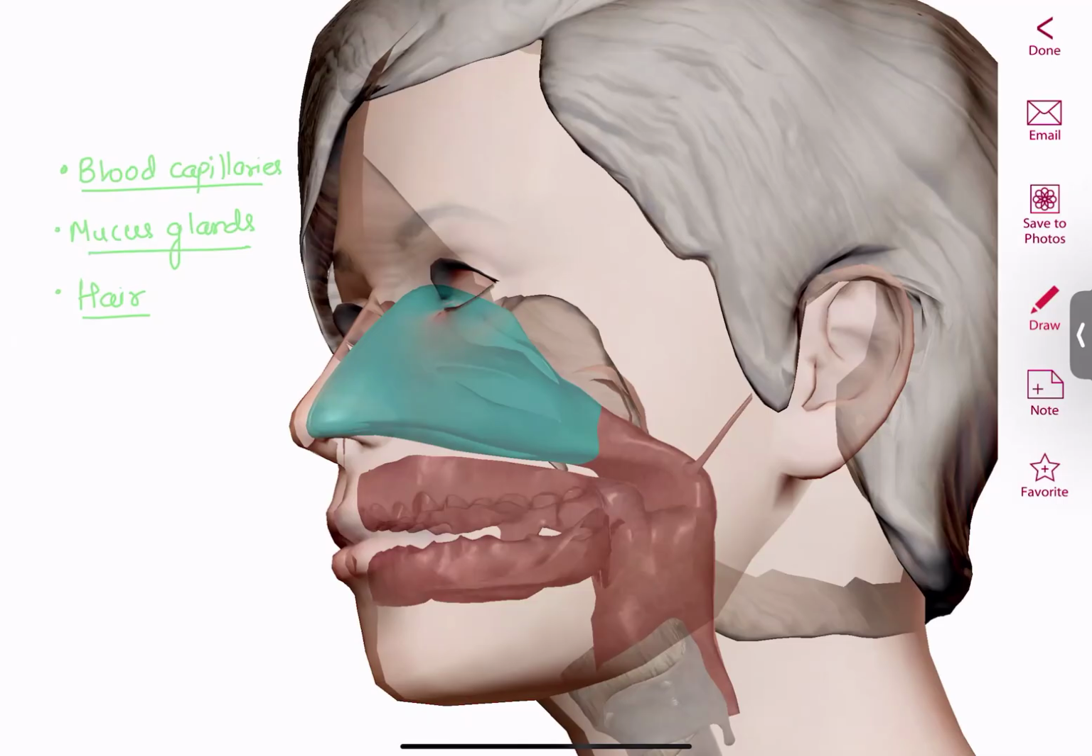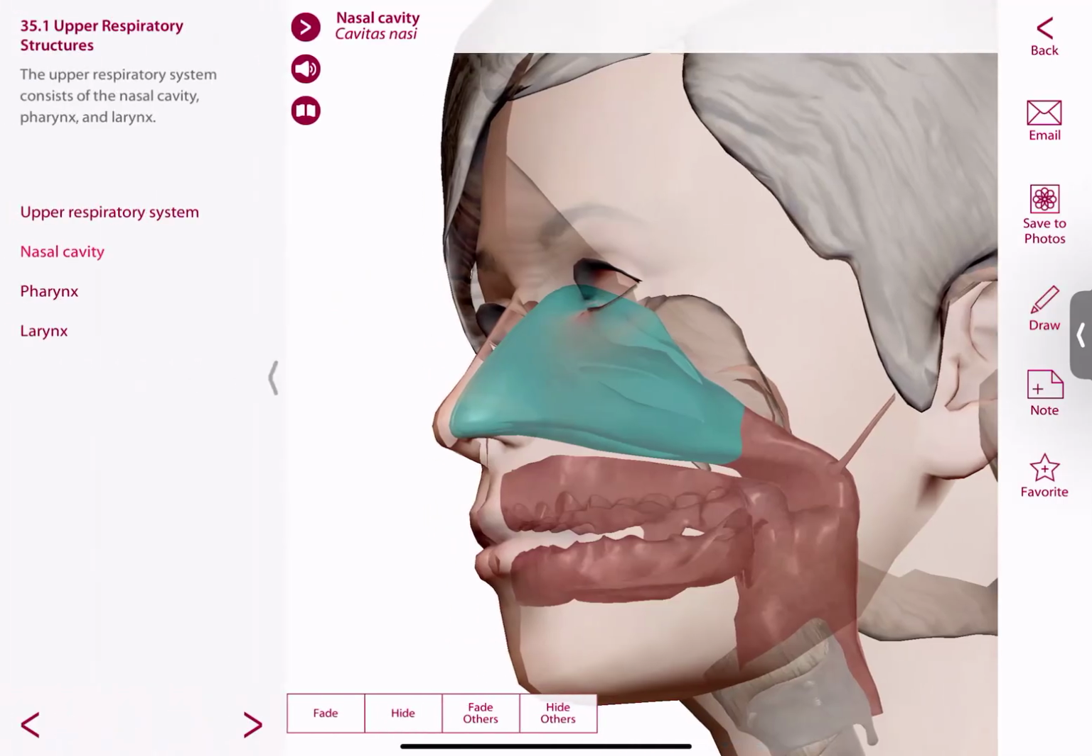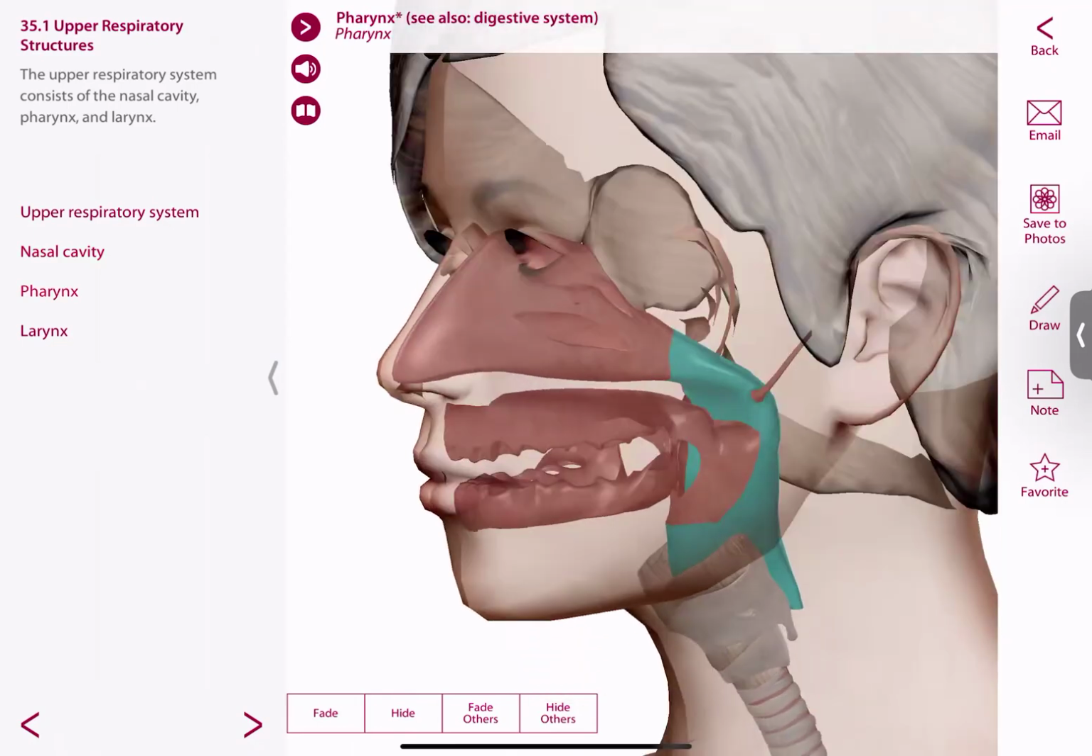Now, just like we have the external nares, there will be internal nares also after the nasal cavity. Of course, higher up in the nasal cavity is also located the olfactory epithelium. This olfactory epithelium has sensory cells that help in olfaction, or the sense of smell. From the nasal cavity, the internal nares will open into a region that is called the pharynx. Now, the pharynx is a common passage for air as well as food.